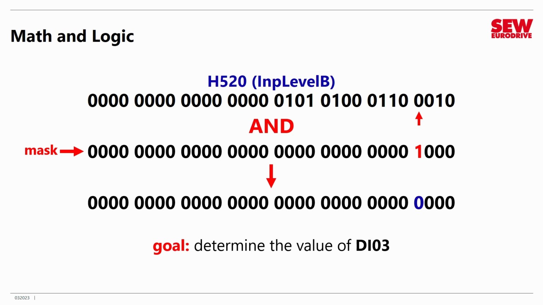That bit was off, and so this is off. So see, the blue bit matches. That's the one that shows you what's in DI03, and you can see it's off.